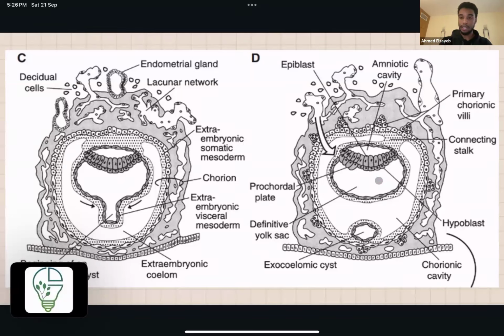So the blastocystic cavity is there from the beginning. The primitive yolk sac is there on day 9 when Huesner's membrane is formed, and the definitive yolk sac is there on day 13 when the hypoblast proliferates and forms 2 different structures, the exocoelomic cyst and the definitive yolk sac. I hope that answered your question.